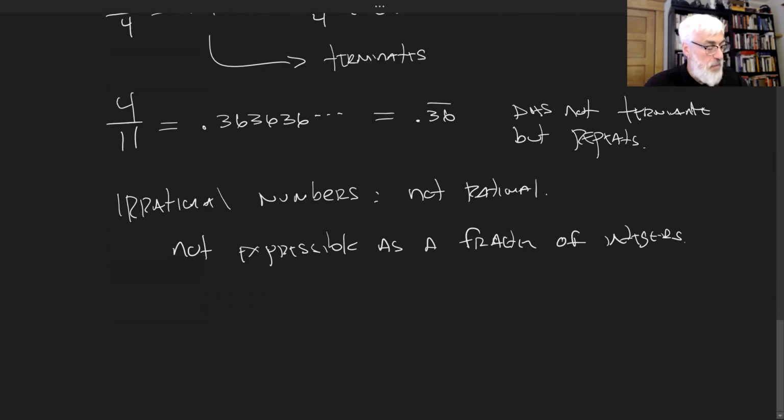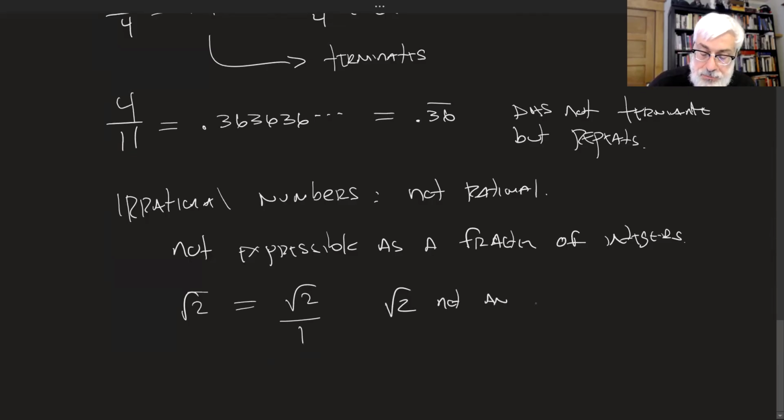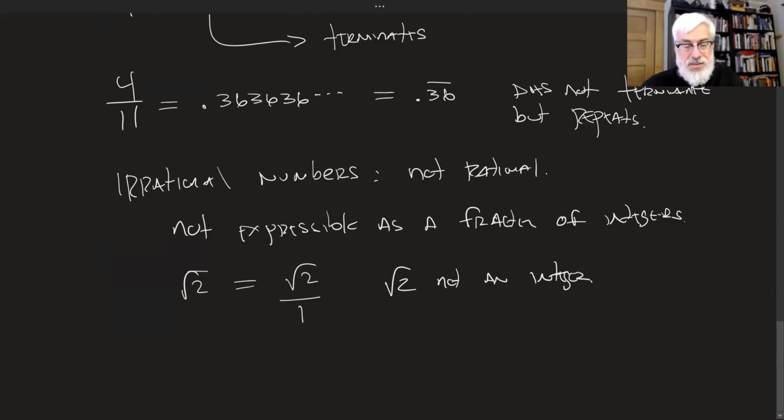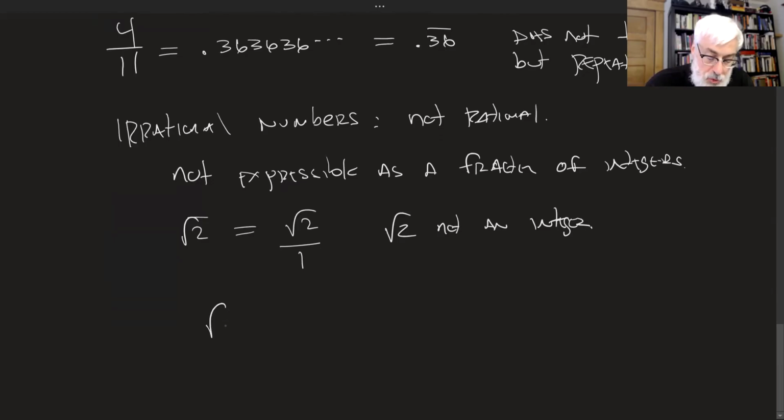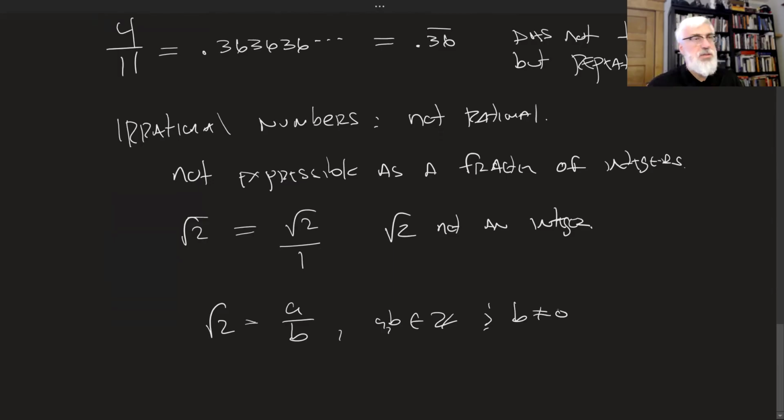Meaning if I have, say, the square root of 2, some of you might have already noticed that I can write the square root of 2 as a fraction, the square root of 2 over 1. But the square root of 2 is not an integer. So I cannot express the square root of 2 this way and say it's rational. I would need it to equal a over b, where a and b are integers and b is non-zero. If I can do that, then the square root of 2 is rational, but we cannot express it that way.